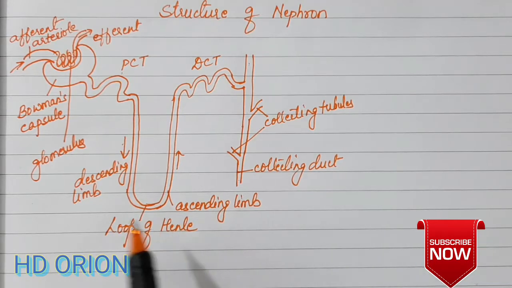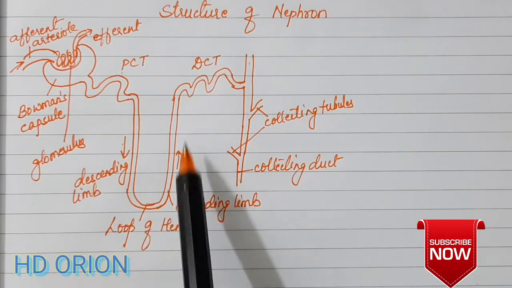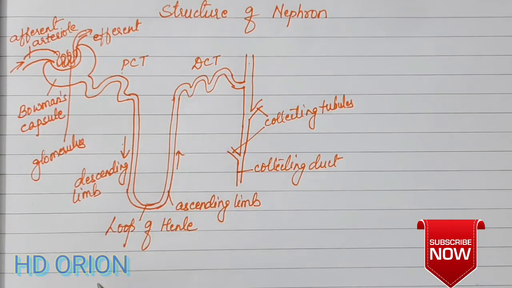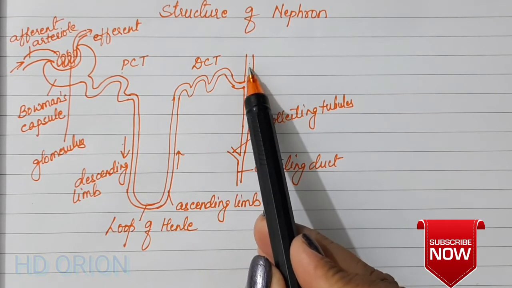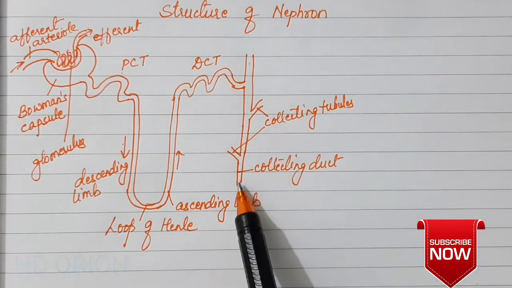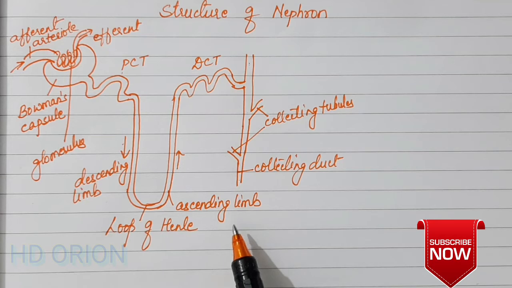The mechanism of urine formation takes place in each nephron, and as I told you, more than 1 million nephrons are packed in each kidney. All the nephrons are meant for the formation of urine, and when the urine is formed, it is carried by the collecting duct into the minor calyx, then the major calyces, and then into the renal pelvis. Through the ureter it goes into the urinary bladder. So this is the structure of nephron.